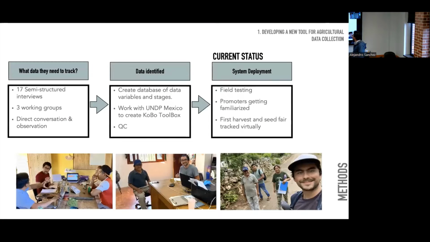So the first thing I did was, what data do they need to track? I did 17 semi-structured interviews, 3 working groups with the extension agents that I showed you before, and lots of direct conversation and observation. This is a picture of one of the focus groups. This is a picture of one of the interviews, and this is a picture of that same first outing with them.